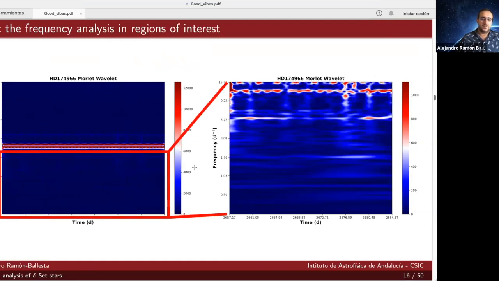Another thing that it's interesting to do is to split the analysis into several regions, because if we do the analysis in the whole region, the strongest frequencies, because of the way we represent the plots, can hamper the visual inspection of the weaker frequencies. So it's better to do small analyses and to split the analysis into several parts.